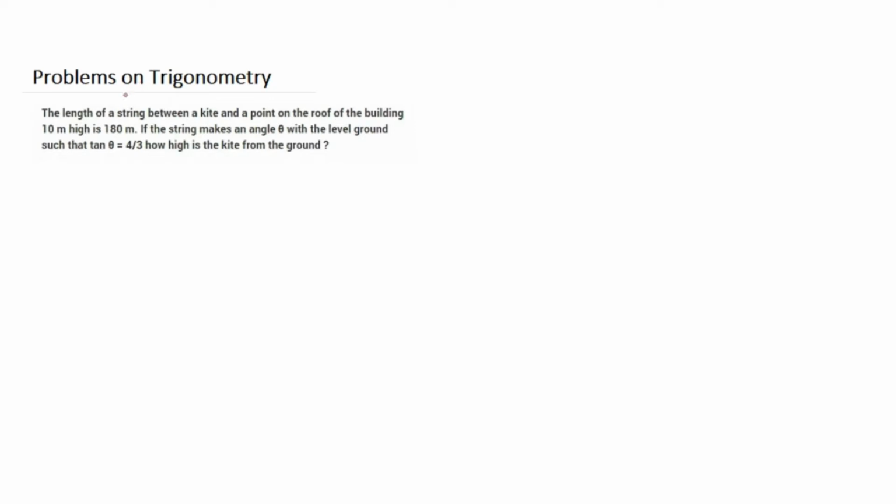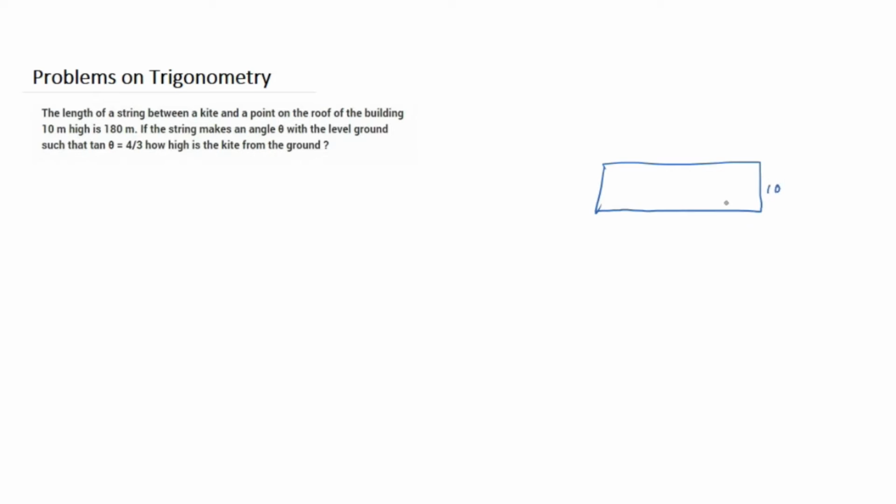We've got another word problem. Now the thing with word problems is that we need to read the question very carefully, understand what the question means, draw a diagram, and then think of what concept we can use to find the unknown. So let us read the question properly. The length of a string between a kite and a point on the roof of the building 10 meters high is 180 meters. If the string makes an angle theta with the level ground such that tan theta is equal to 4 over 3, how high is the kite from the ground? Now to draw the figure, let's say we've got a building.